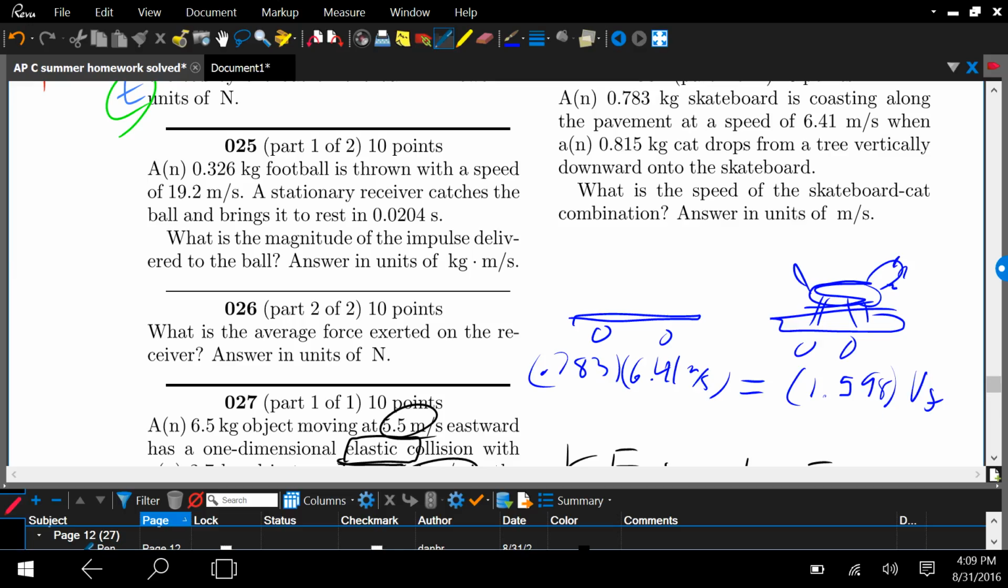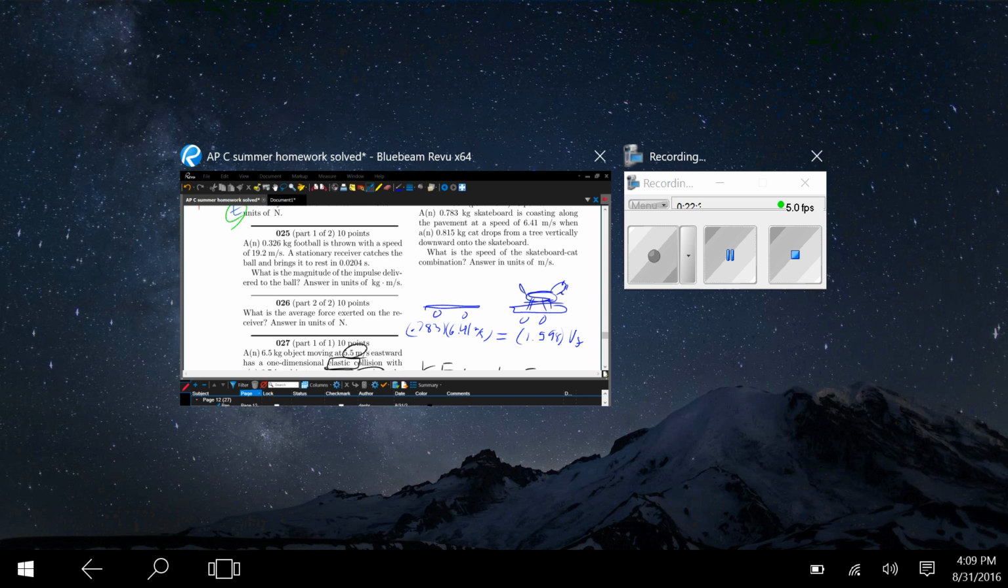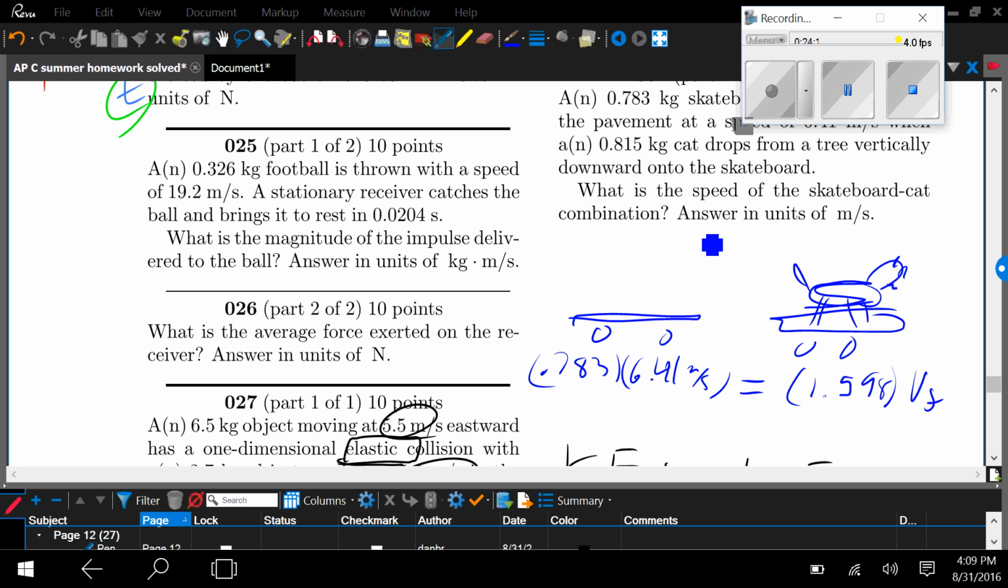Okay, so that is the second half of the set on momentum. Again, 28 and 30 you can skip. Most of the others were worked here, so please be ready for the test on Friday, and I will catch up with you then.